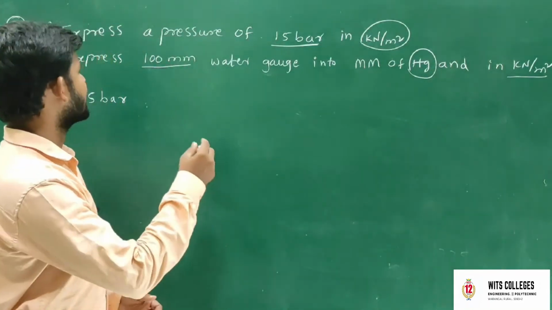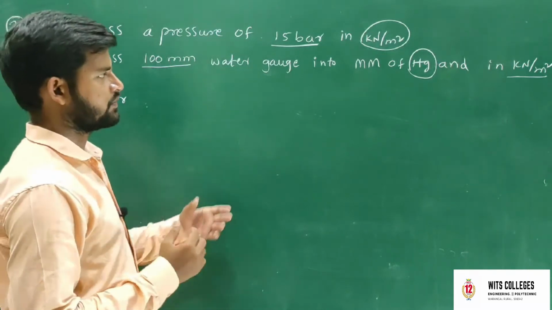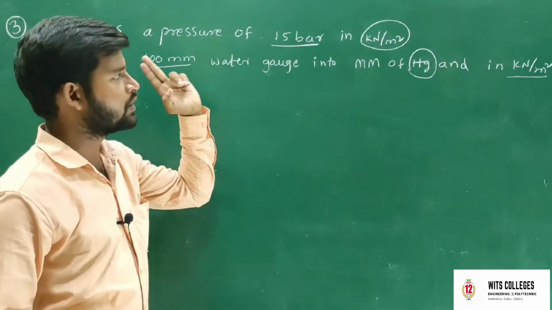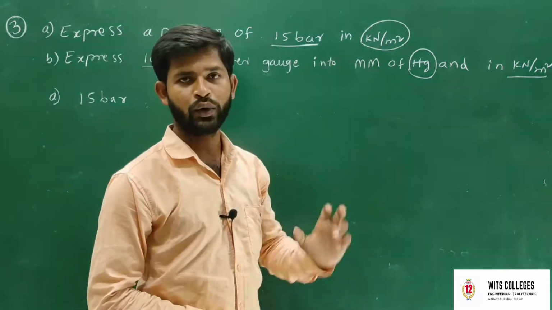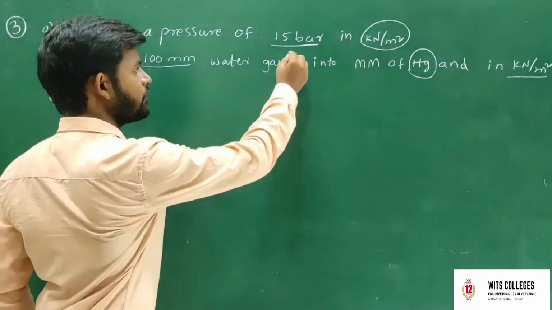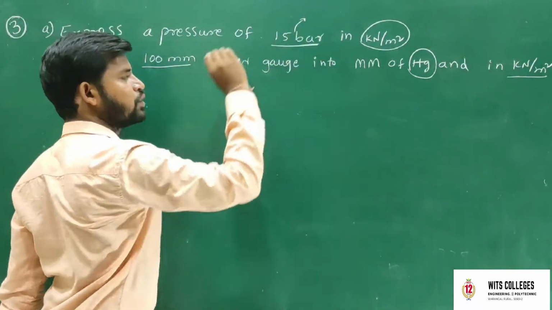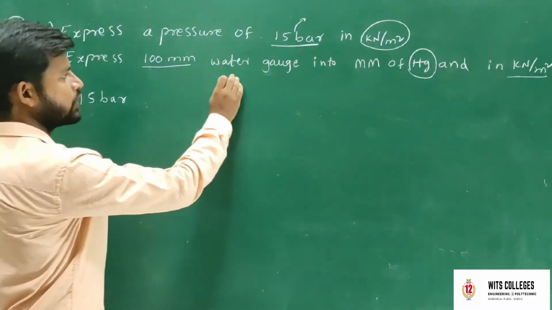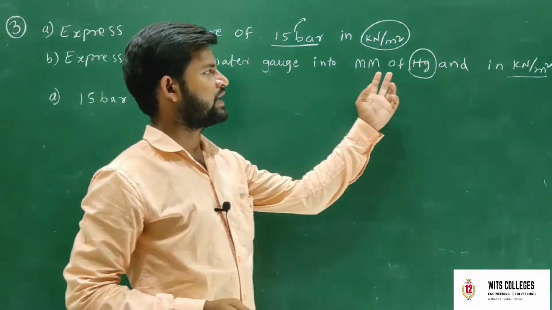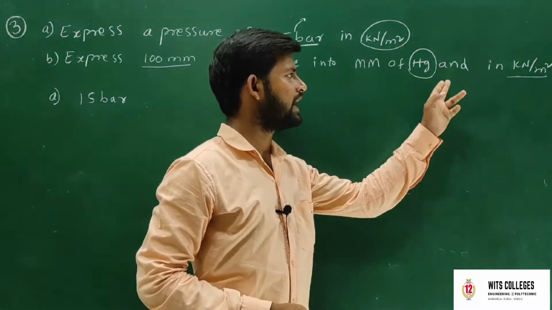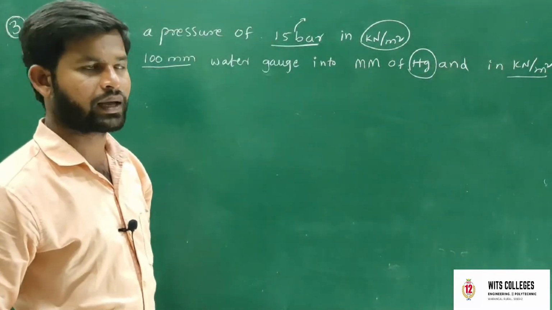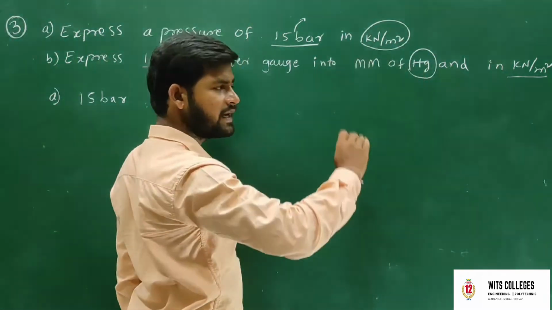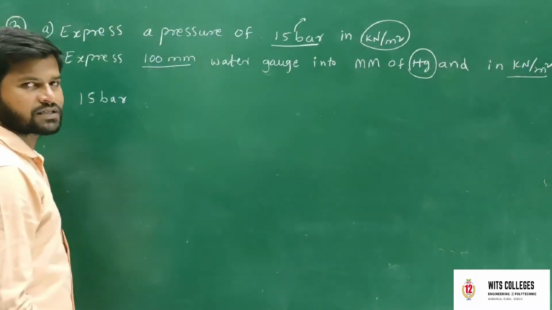As in the earlier class, we have discussed some problems. In this class we will discuss some more problems. Express a pressure of 15 bar in kilonewton per meter square. And the next one: express 100 mm water gauge in mm of Hg and kilonewton per meter square.